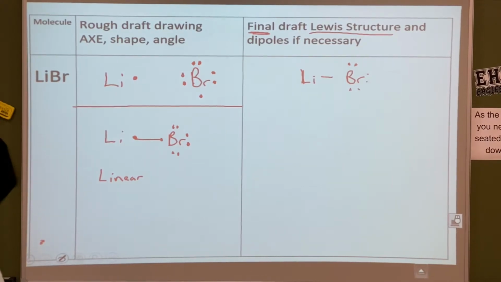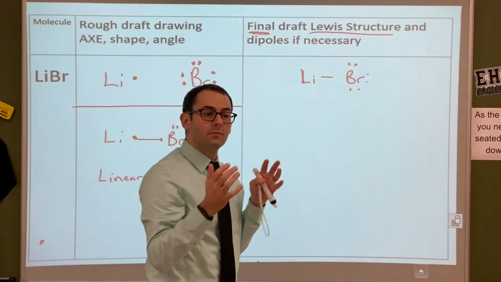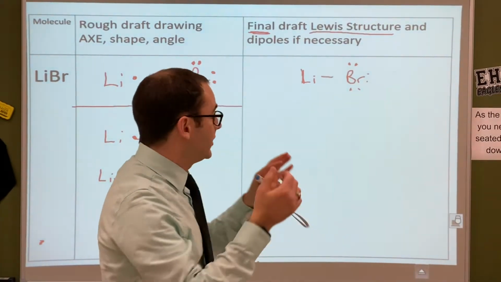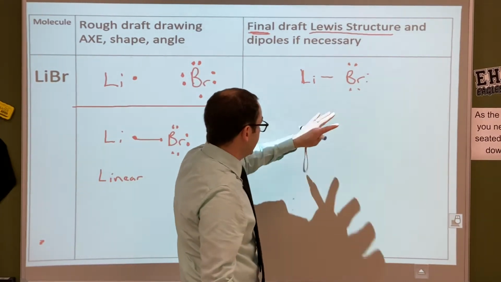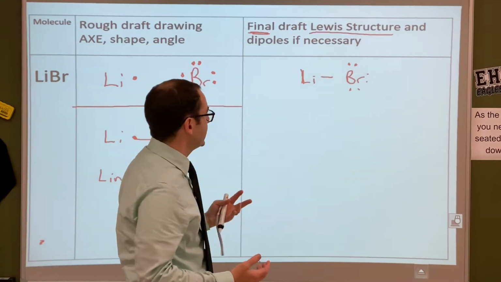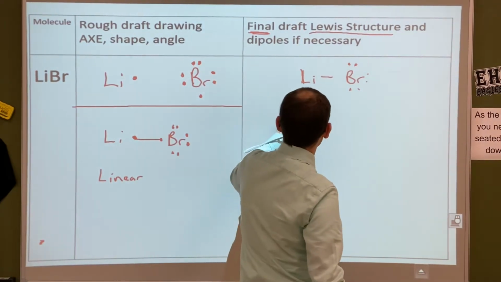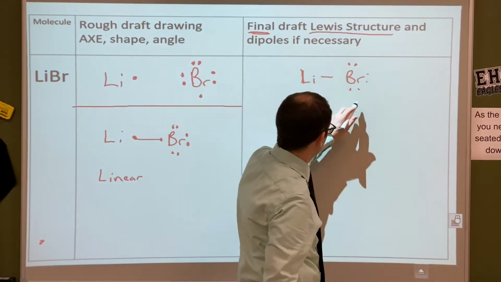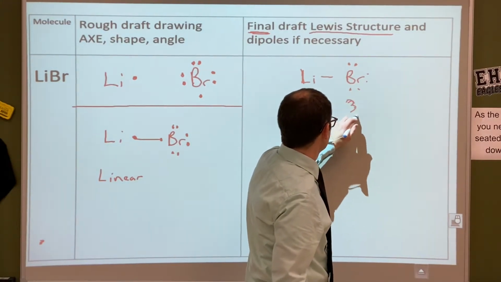Okay, so now we're going to add dipoles if necessary. And to do that, we need to look up the electronegativity of these two atoms and compare them. So let's look it up. What's lithium's number? 1.0? Okay, so we have 1.0, and then what's bromine? 2 point what? I think it's 2.8.